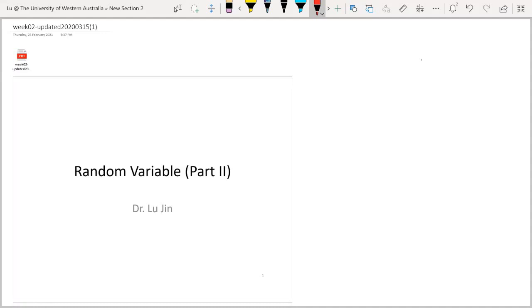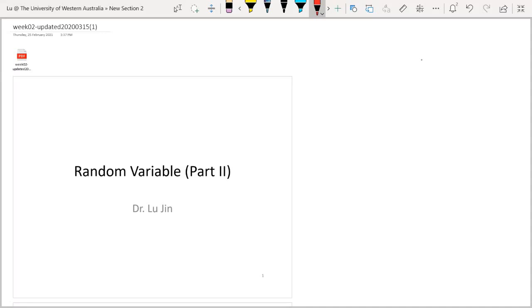And in part 2 today, we are going to keep the topic, but we are going to introduce some complicated cases. In last week, our discussion focused on the single random variable case. And in this week, we are going to extend from a single random variable to multiple random variables.